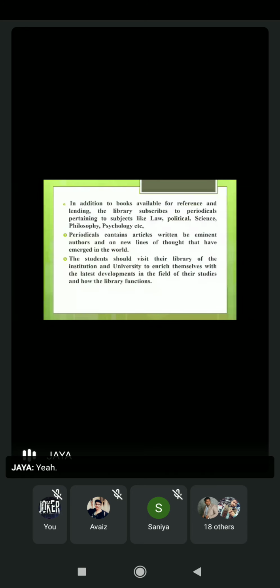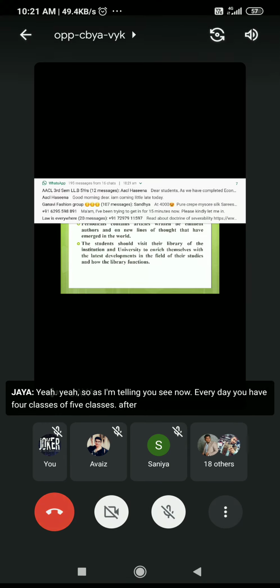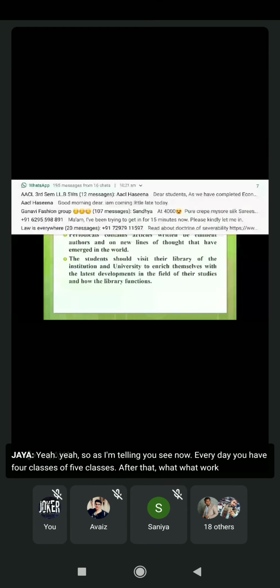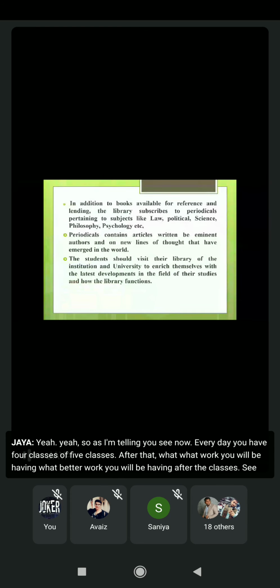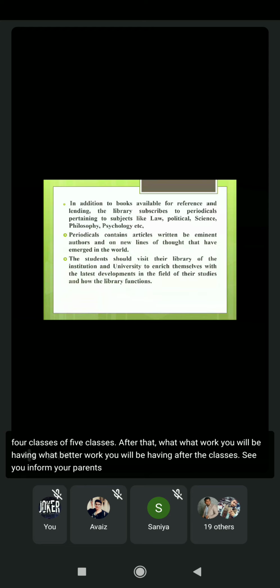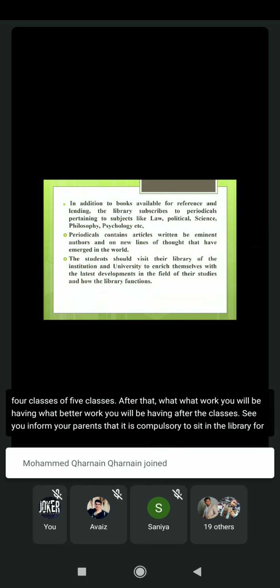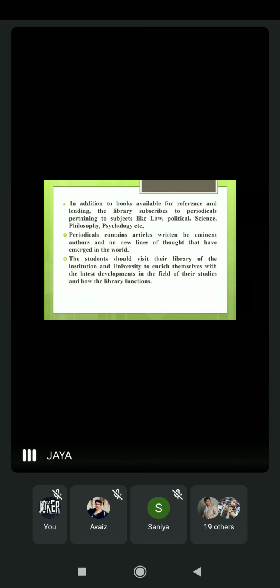As I'm telling you, every day you have four classes or five classes. After that, what work will you be having? What better work will you be having after the classes? You inform your parents that it is compulsory to sit in the library for just half an hour. Your classes may take 2 hours. Sit in the library.